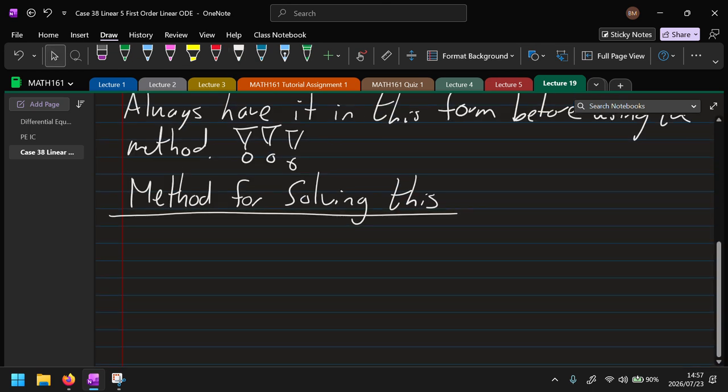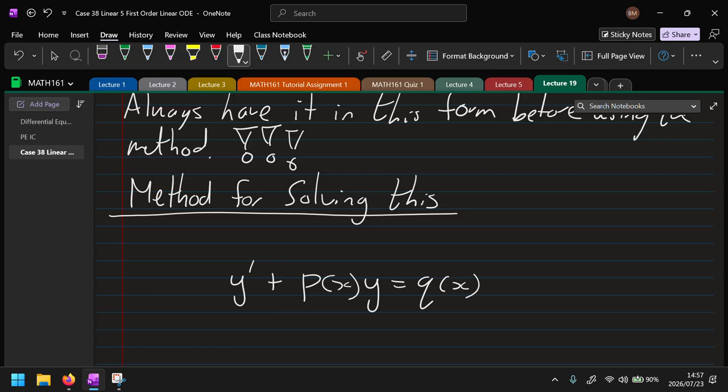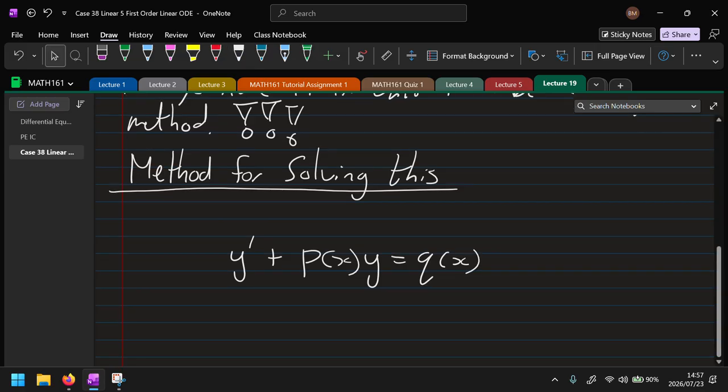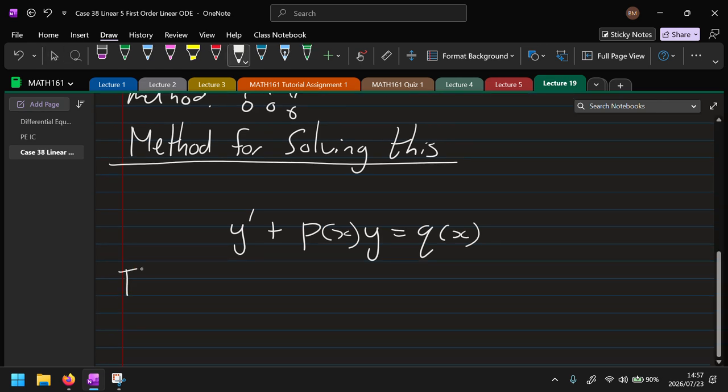So let's rewrite it. There's something we need to notice, and once we notice that, it becomes very easy. So we're going to rewrite it as y prime plus p of x. Again, it can be anything. There's no restrictions on what p can be. Now, the main thing that we need to notice, and that will solve everything, is that the left-hand side looks very close to the product rule. It's not quite, but it looks close.